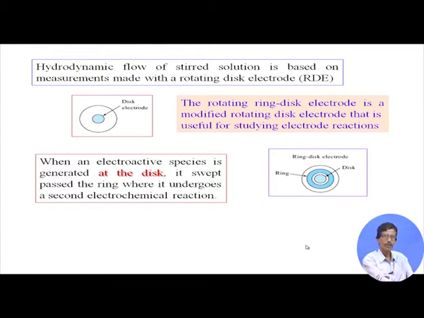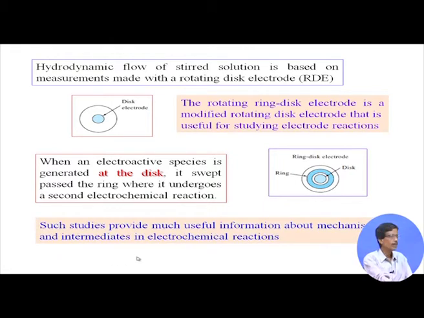So, you get something which is different, but what you are looking for is basically a cyclic process, the way we understand it in a cyclic voltammetric measurement, that you do first oxidation, then you go for the reduction. Here also the disc is doing something, that means if it goes for reduction in terms of a cathode in the connection for its disc, when it reaches the ring it can go for its corresponding oxidation. So, all these studies provide very useful information about the mechanisms and the intermediates in the electrochemical reaction.